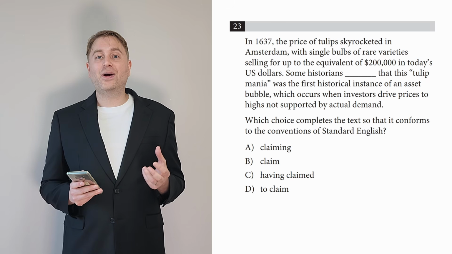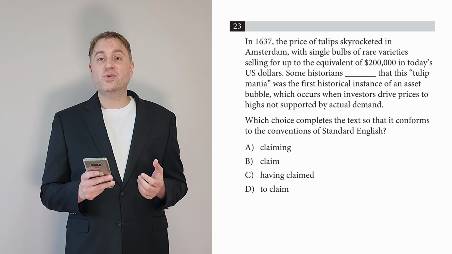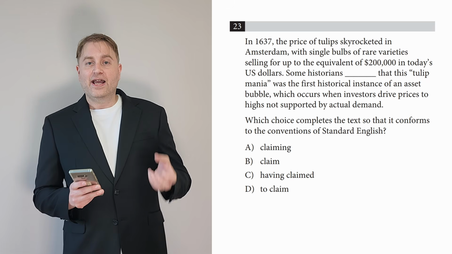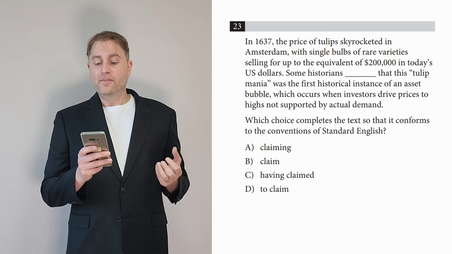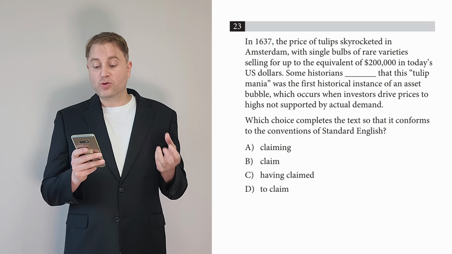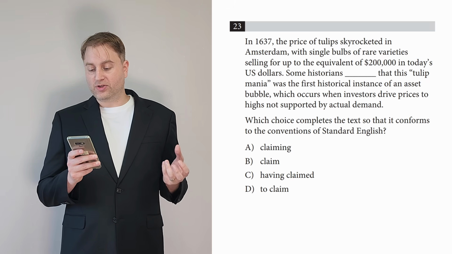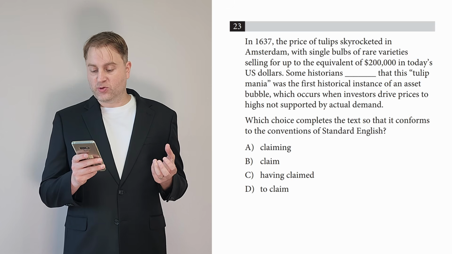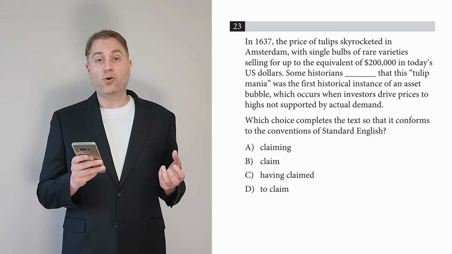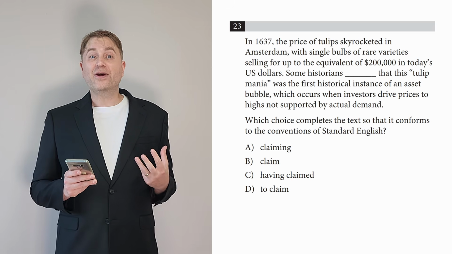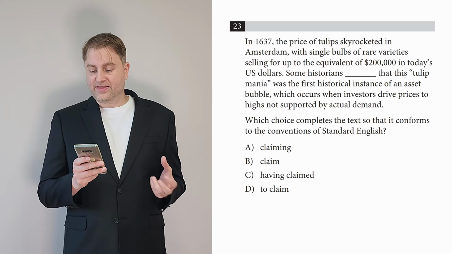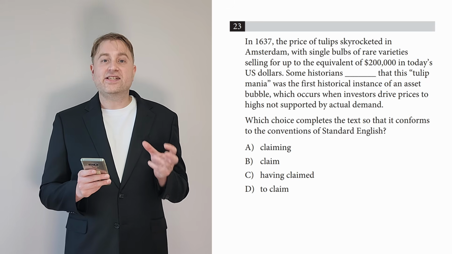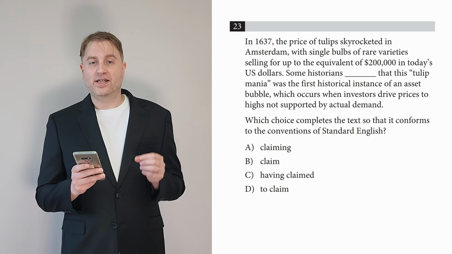Now, for this kind of question, all that matters is the sentence with the blank in it, so we can safely ignore the first part of the text and focus on the second half. Some historians blank that this tulip mania was the first historical instance of an asset bubble, which occurs when investors drive prices to highs not supported by actual demand. Now, if we analyze this sentence, you can see that the second part begins with which, a relative pronoun, which means it's not going to be an independent clause.